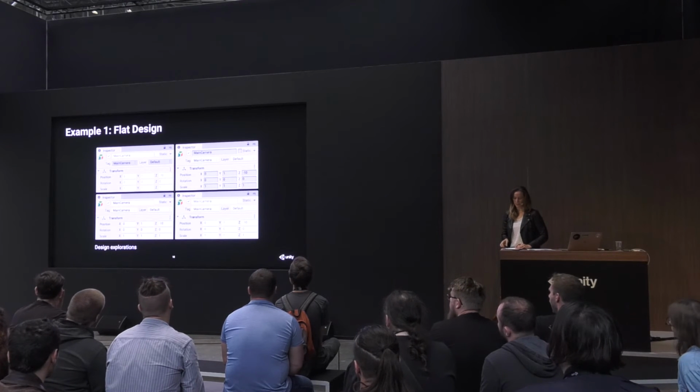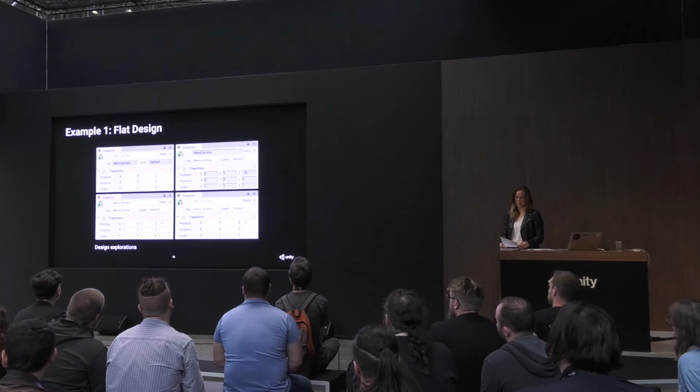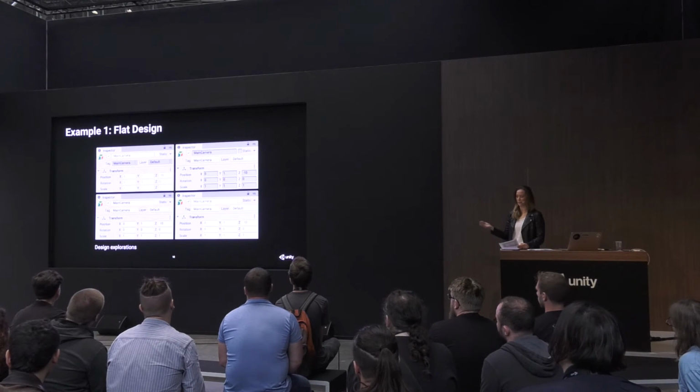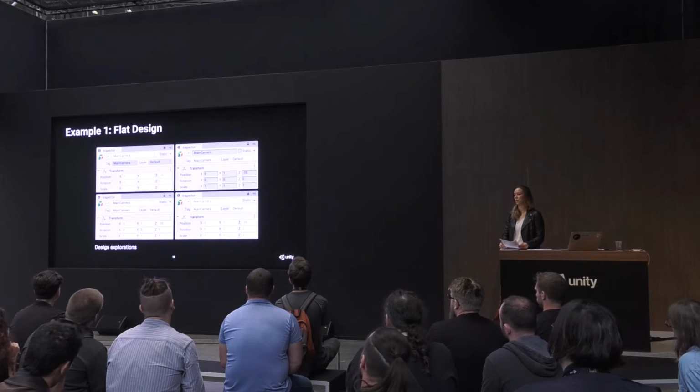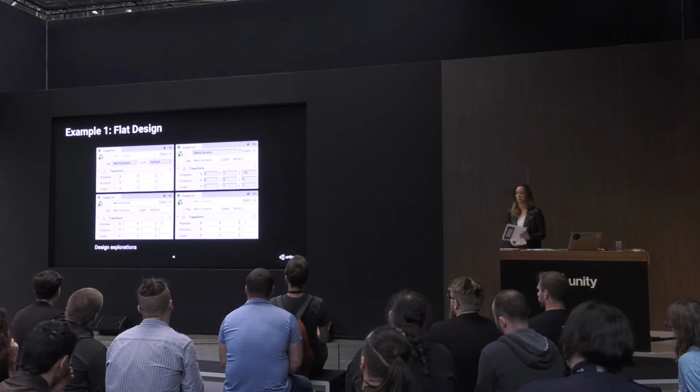Here you can see some of the variations in the inspector. Design and engineering worked together to figure out what we could technically do. Ultimately, we updated the design to include subtle depth cues to make the types of controls more instantly clear. So this is just one example.